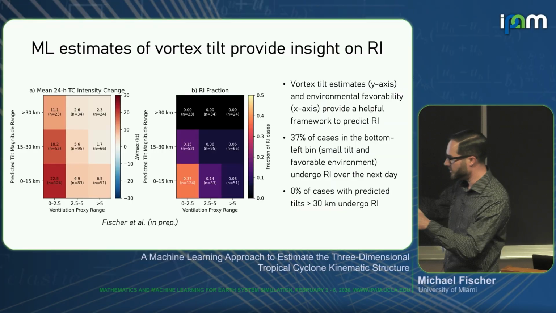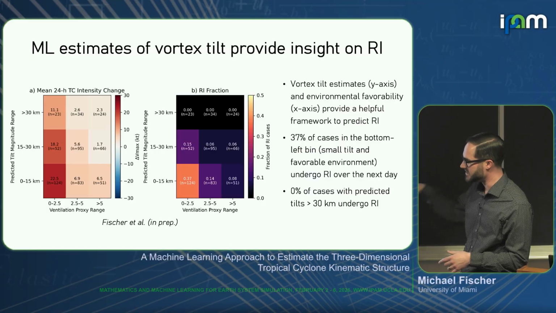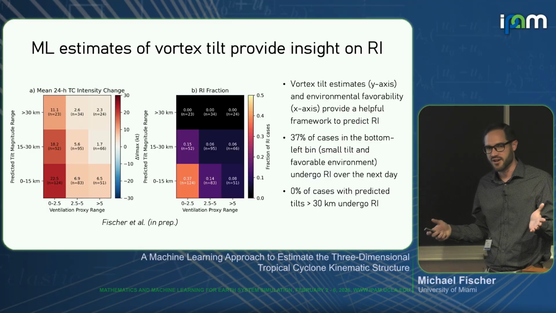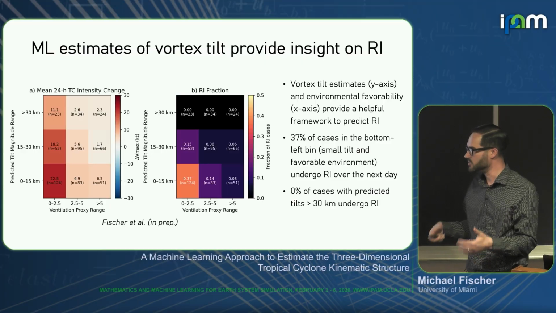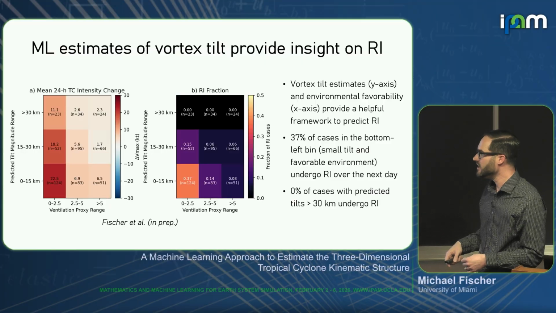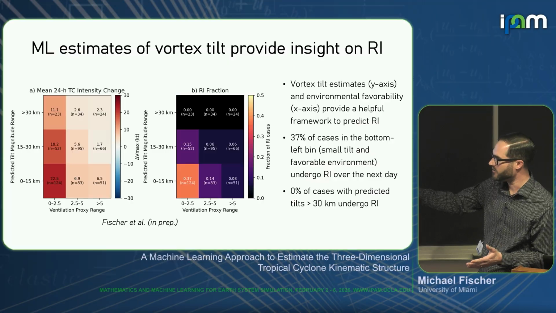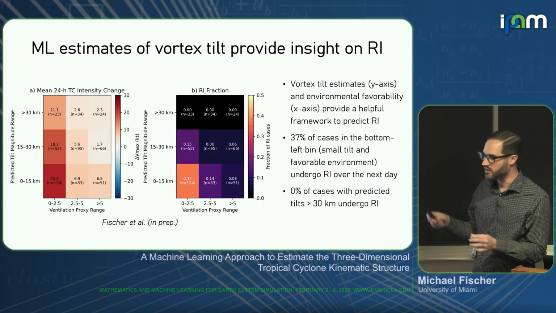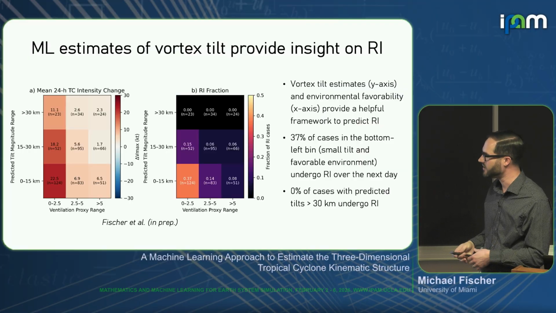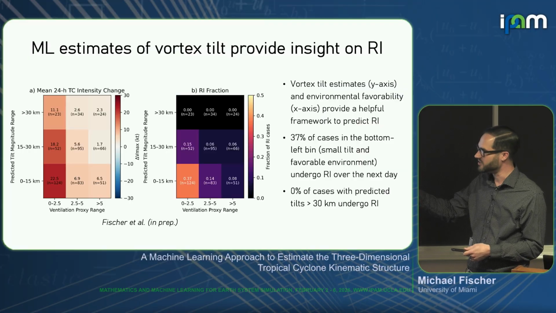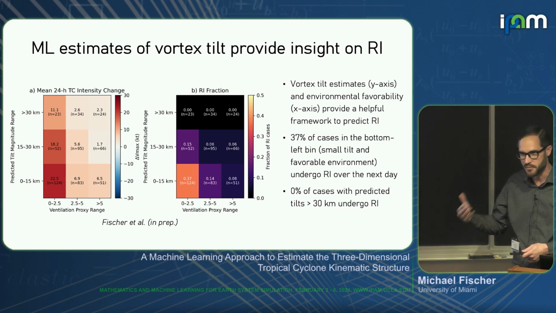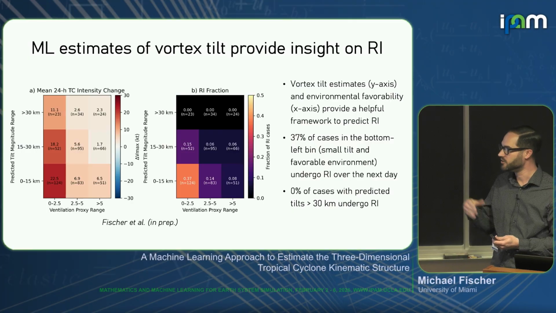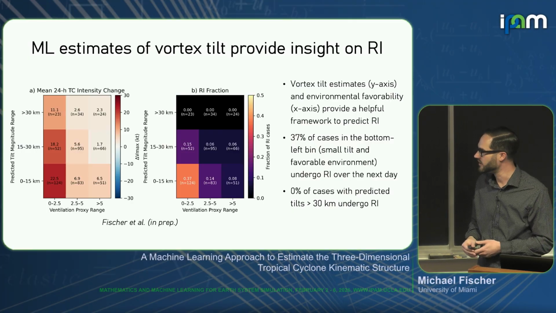Now these are machine learning estimates on the y-axis, and then that same measure of environmental favorability along the x-axis. Even when we don't have TDR observations, the machine learning estimate of the vortex tilt still shows a similar pattern. The left panel again shows future intensity change, and the right panel shows the fraction of all cases within that bin that undergo rapid intensification. So you can see again, preferentially, greater rates of intensification and rapid intensification are realized when the environment is more favorable and the machine learning model estimates a smaller vortex tilt magnitude.